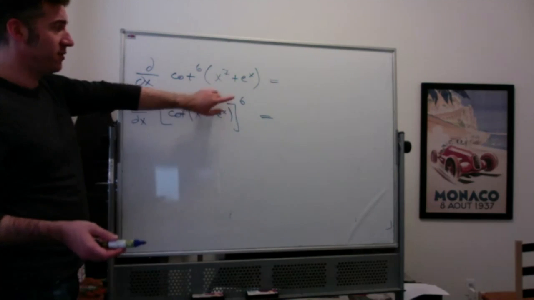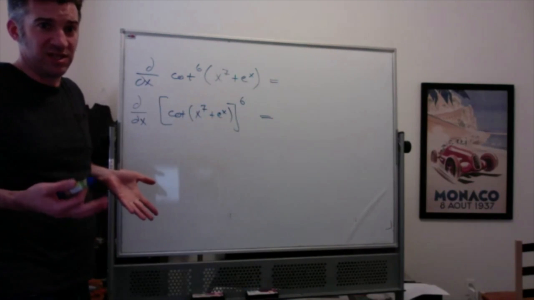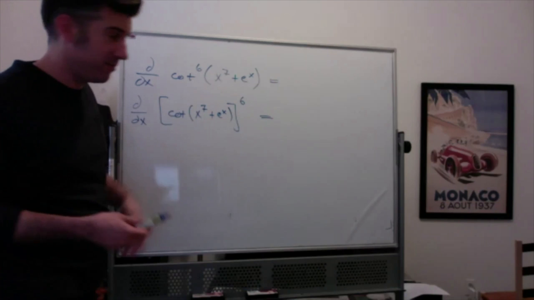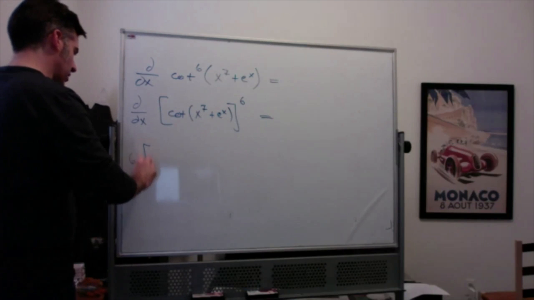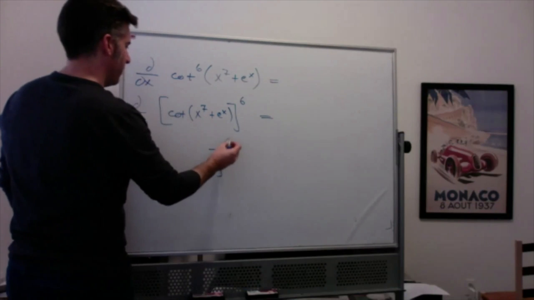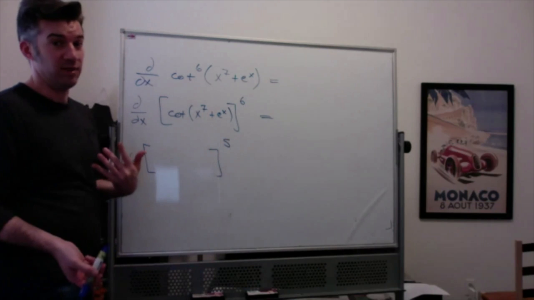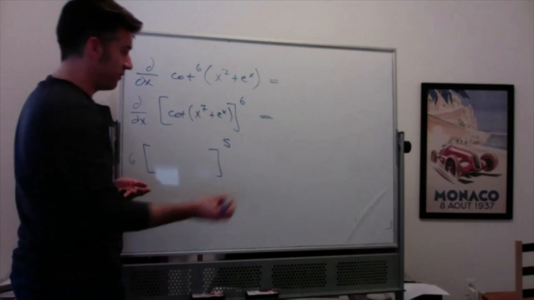I've got some stuff to the 6th. We've already taken the derivative of some stuff to the 6th. It's 6 times my stuff to the 5th. So it's going to be 6 times all my stuff to the 5th power. But then we have to multiply by the derivative of the stuff.